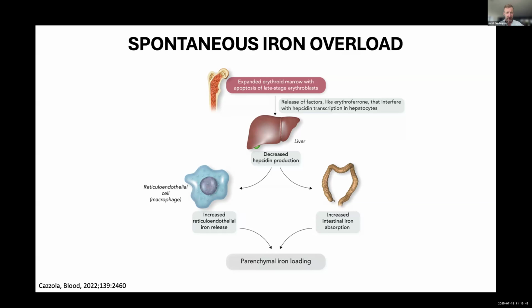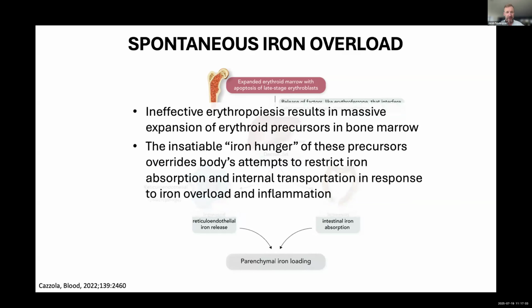So erythroferrone is a hormone secreted by red cell precursors that basically shuts down the liver's own attempts to limit iron absorption. So the liver is saying there's too much iron on board. The bone marrow is saying, I don't care, we want more. And so that leads to progressively greater and greater iron overload. So in effect, when you have ineffective erythropoiesis and you have a lot of early erythroid precursors in the bone marrow as a result, you get this insatiable need for iron by your bone marrow. And that insatiable need ultimately drives iron overload in the rest of the body.